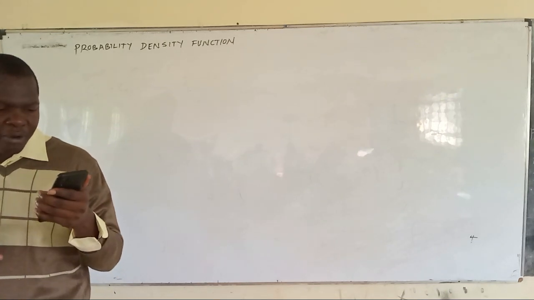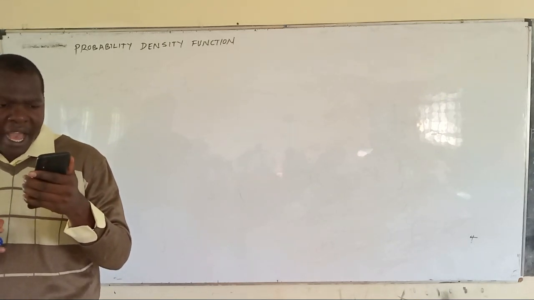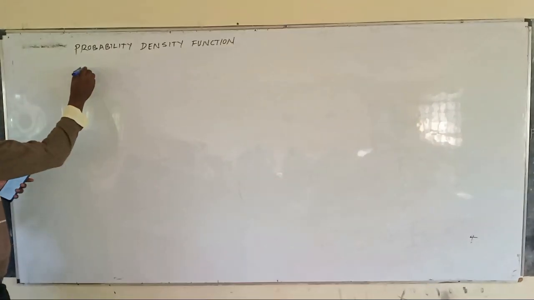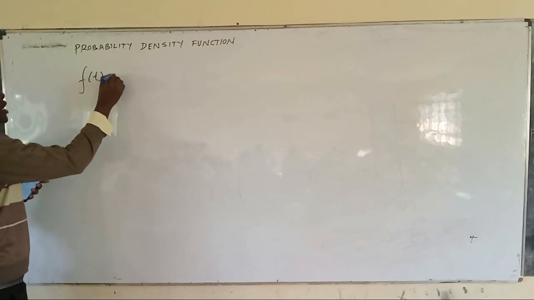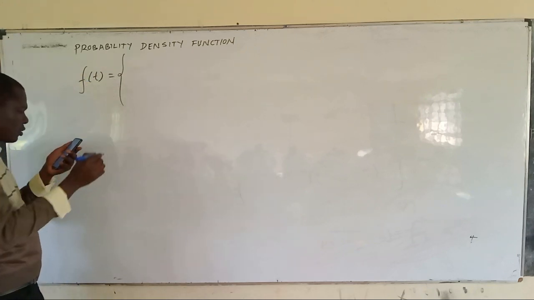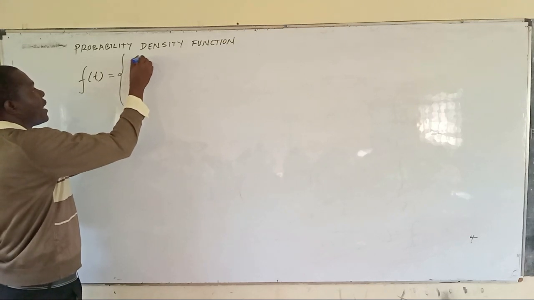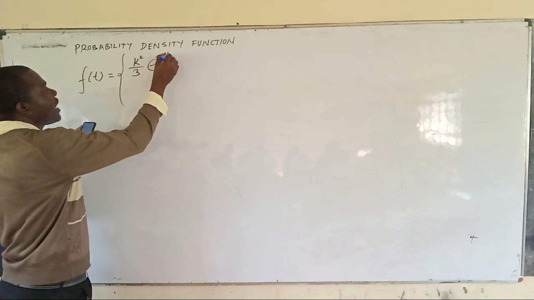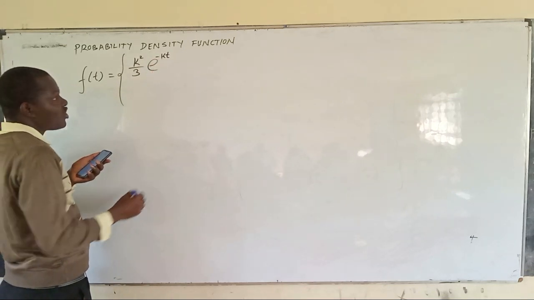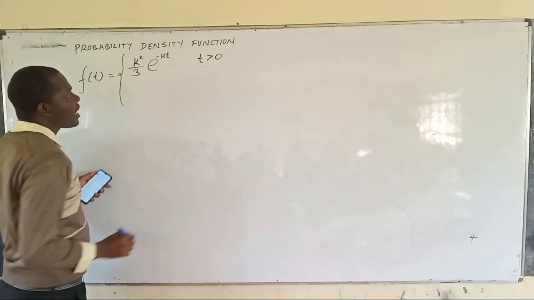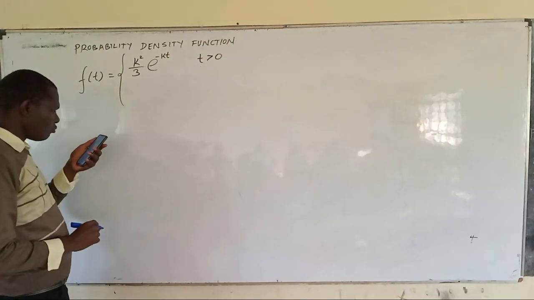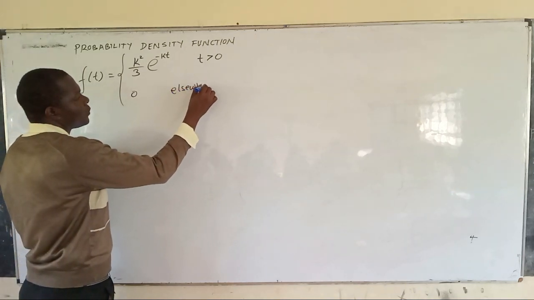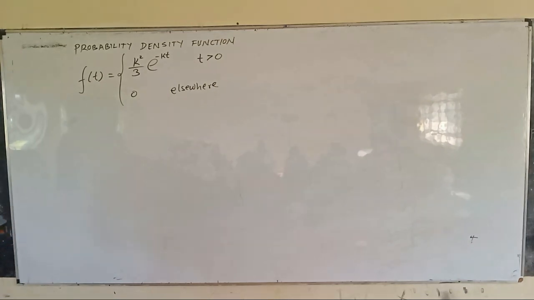A continuous random variable has probability density function defined by f(t) = (k squared over 3) e^(-kt) for t greater than 0, and 0 elsewhere.